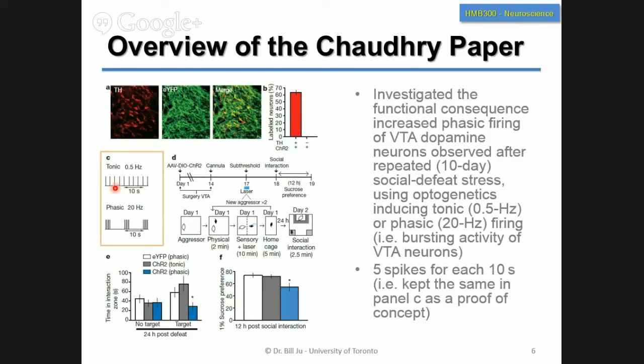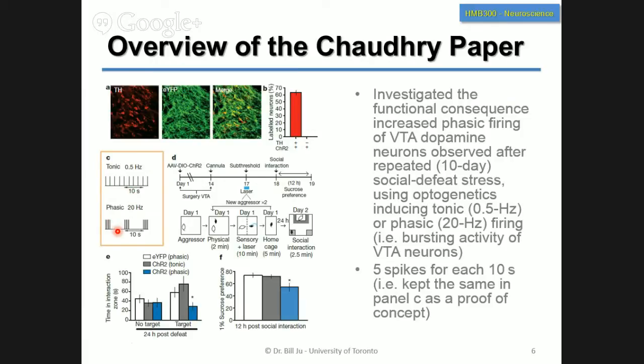And there are two different types of firing. One is known as tonic firing. It's a consistent, continual firing that is generated. So you stimulate your channel rhodopsin, you flash on blue light, and when you flash on blue light, you can have 0.5 hertz stimulation. And you can also have another pattern, which is known as phasic.